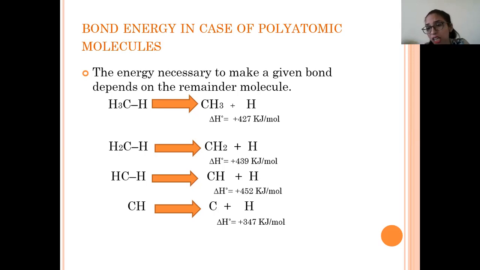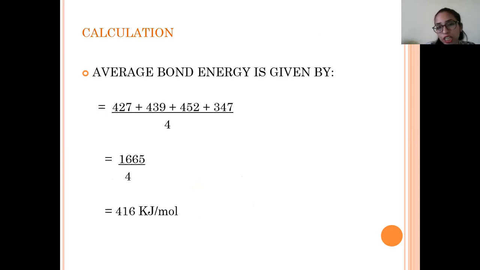After that, we need to add all the enthalpy or the energy, and this is a calculation. After that, we have to calculate the average bond energy for this molecule, that is 427 plus 439 plus 452 plus 347, divided by 4, because here the energy is broken down into 4 steps, and the average energy is found to be 416 kilojoule per mole.